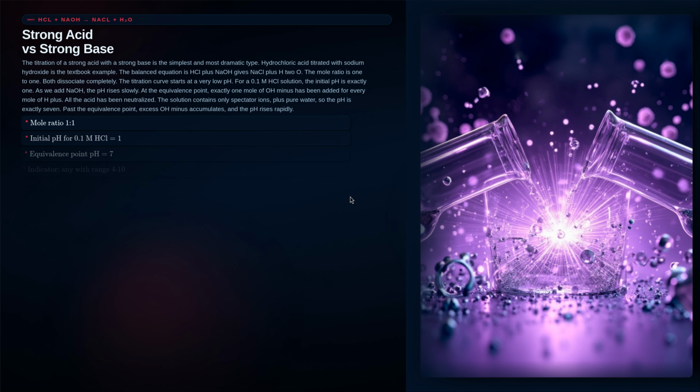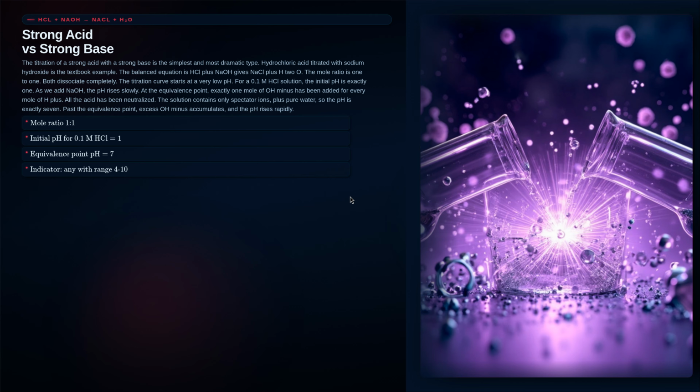The titration of a strong acid with a strong base is the simplest and most dramatic type. Hydrochloric acid titrated with sodium hydroxide is the textbook example. The balanced equation is HCl plus NaOH gives NaCl plus H2O. The mole ratio is 1 to 1. Both dissociate completely. The titration curve starts at a very low pH.